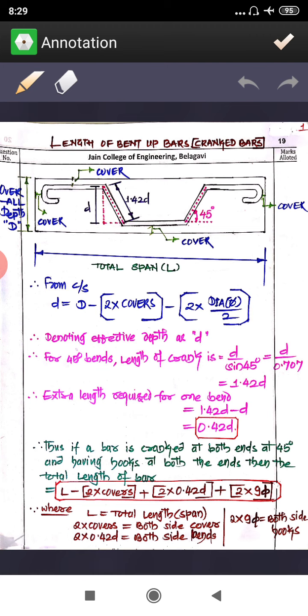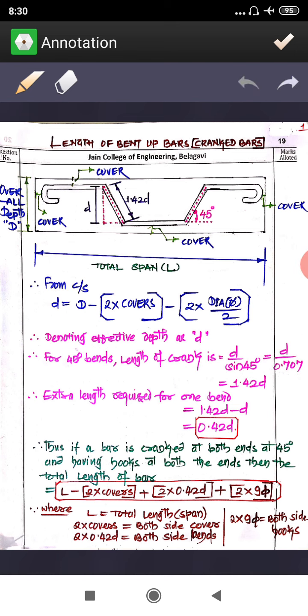The straight bar and bent up bar have the same diameter, that is 12 mm dia, but I'll show you here how to determine the length of each bar. First is the length of bent up bars. Here you have the overall depth, which you can take as slab thickness, and the total length, the total span.